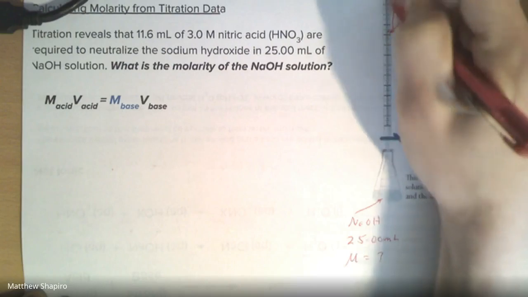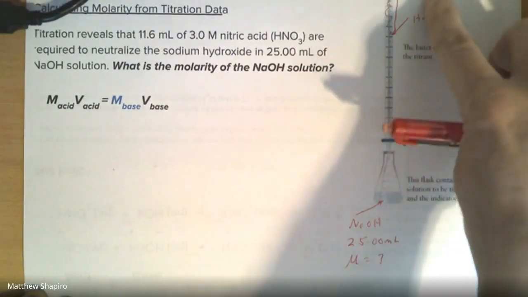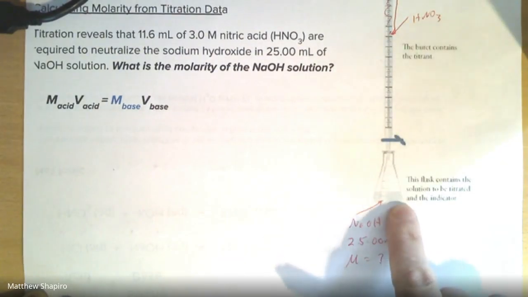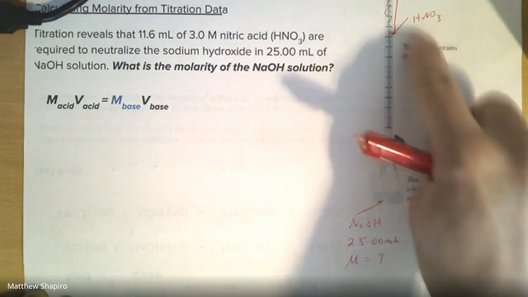11.6 mils of this acid were added. So again, what that's saying is it took exactly 11.6 mils of our nitric acid to react all the hydroxides that we had in this 25 mils. Once the titration's done, this should be pH neutral, or pH 7, right? Because all the hydroxides had reacted with all the acids.